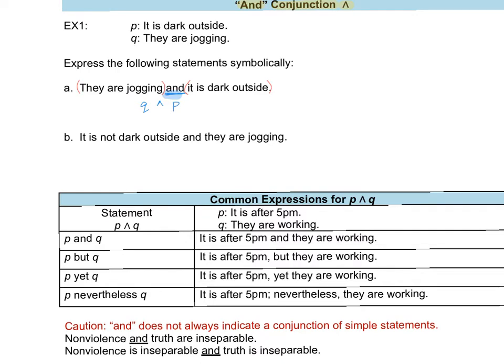In part B, it is not dark outside and they are jogging. I see my connective and. So I'm going to look on either side of the and see if these simple statements match up to what was given to me. It is not dark outside. Notice that there's a not here. So P, it is dark outside. It is not dark outside would be not P, and they are jogging is Q.